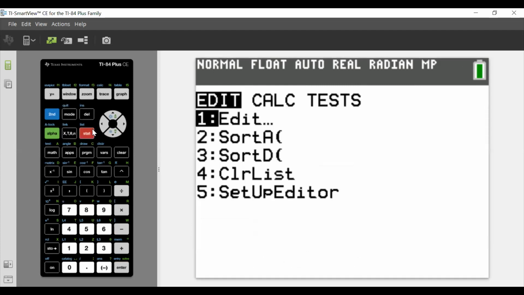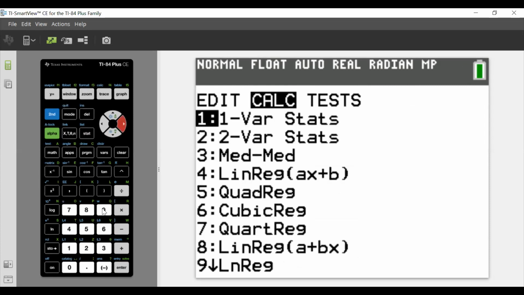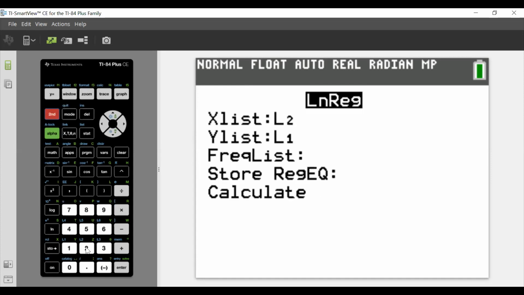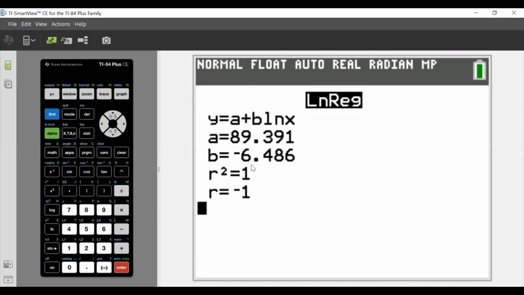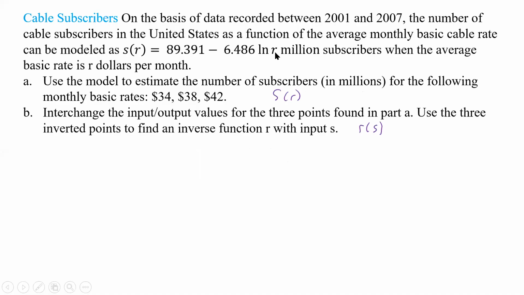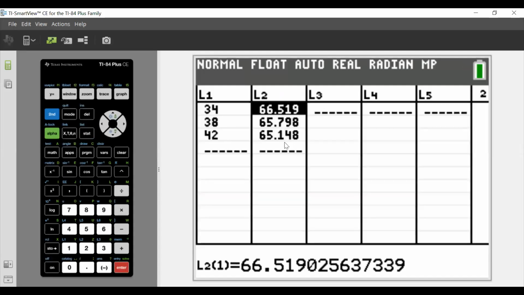All right, so let's go show that that ln is what it comes out of. So we'll do a 9. Now we have to go back and remember to put that as L1. That's going to be our L2. And guess what? 89.391 and negative 6.486, which is, if we go back to our thing, exactly what we have here, okay? Now we've done the initial thing, and so we can write our numbers down here because that's the values we're going to get. That's the number of subscribers, and so we can take those numbers, and that's what we're going to write into our table.